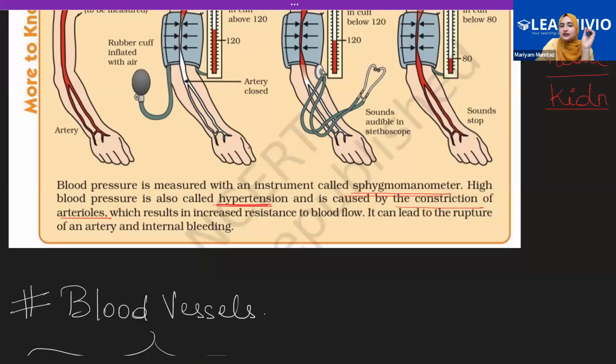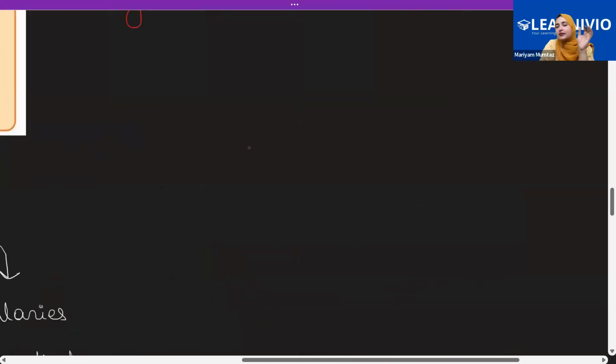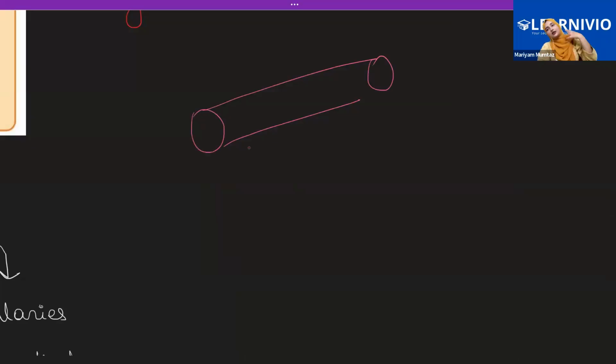But why does it happen? See, for example, if there is a person that eats a lot of junk. Okay, this is the blood vessel. So when we eat a lot of junk food or a lot of processed oily kind of food, then the fat starts getting accumulated in the arteries. Okay, the whole entire artery can get the accumulation of the cholesterol, the oil, the fat, and all of that. Okay, now what do you think?